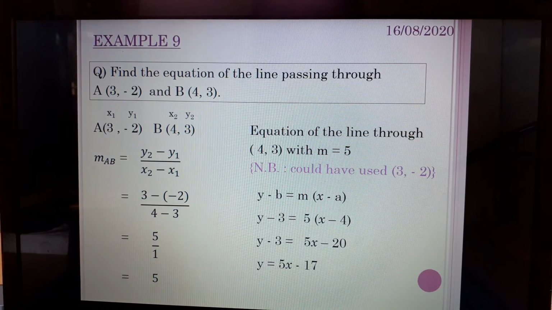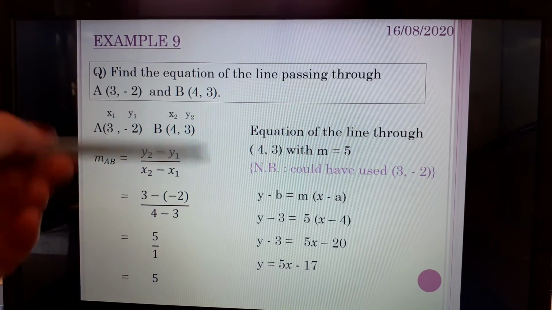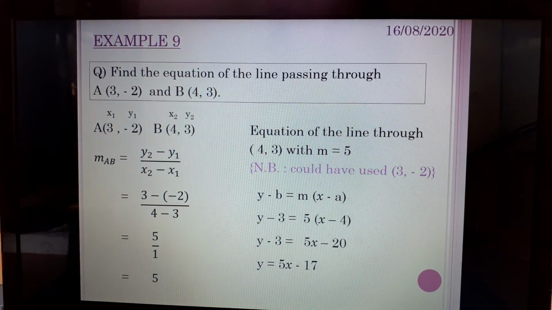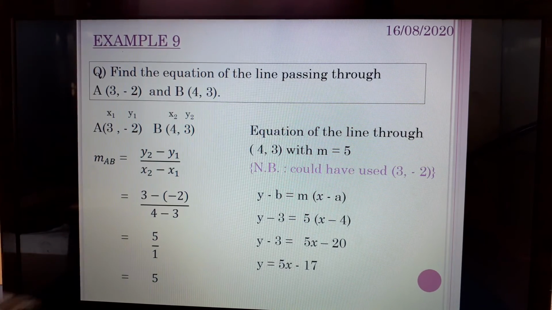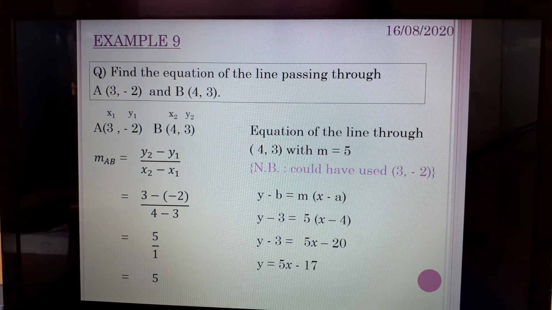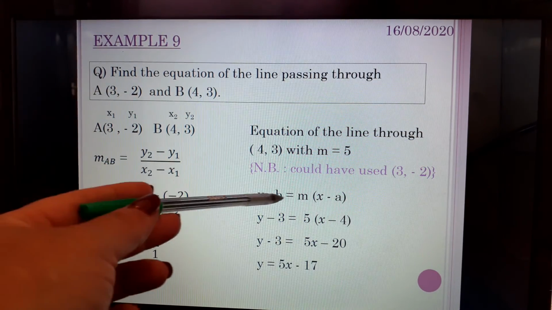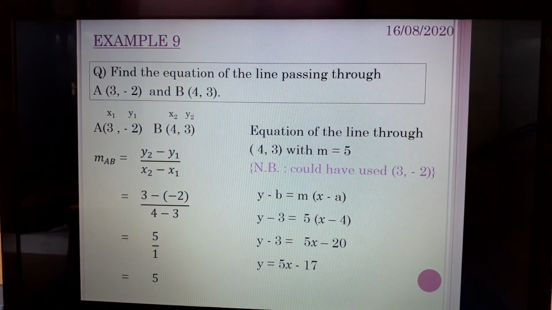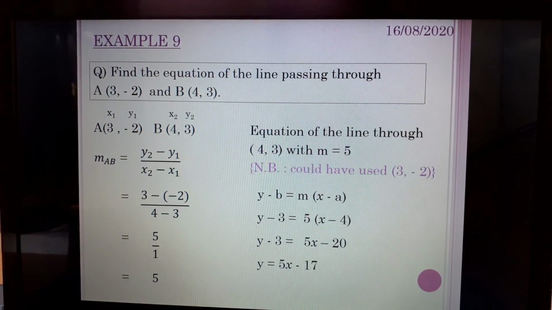Okay, so we had to find the gradient first of all because we weren't given the gradient. So as long as we're given information to find the gradient, then we can find the gradient. And then once we do, we choose which one of the points would be appropriate, and we put them into the y minus b equals m bracket x minus a formula. And make sure you're able to just say that formula as easily as I can. y minus b equals m bracket x minus a. You know it off by heart and you can say it and use it easily.